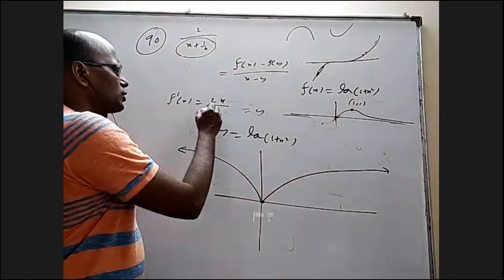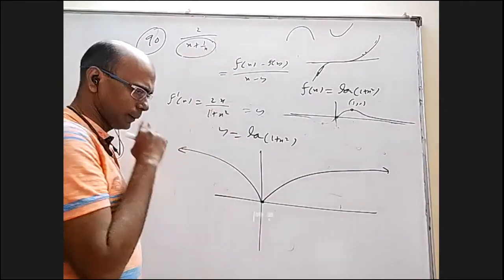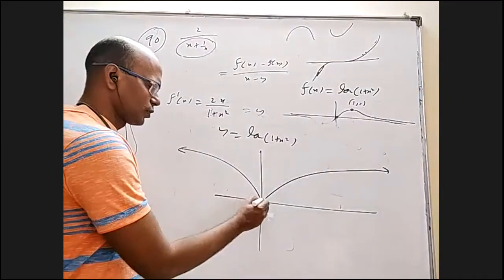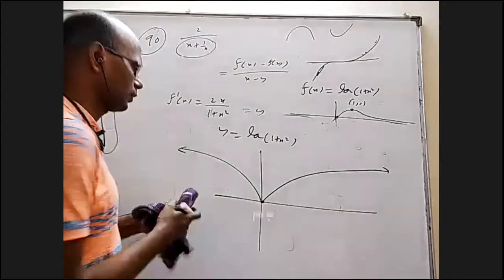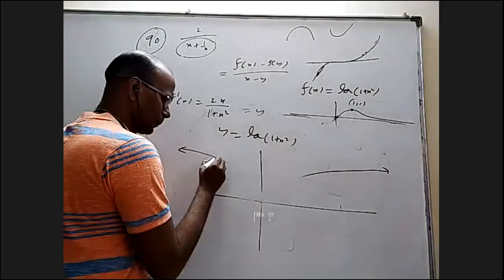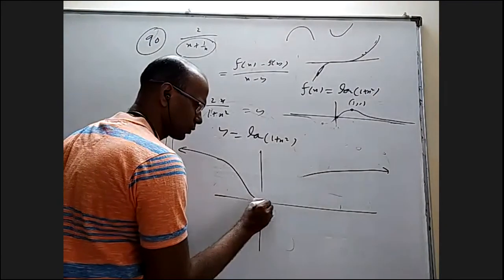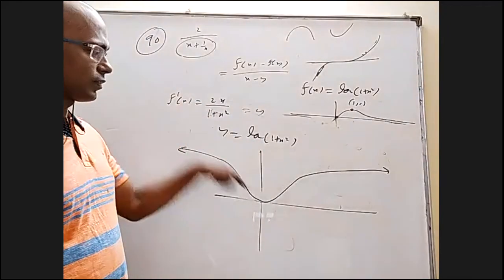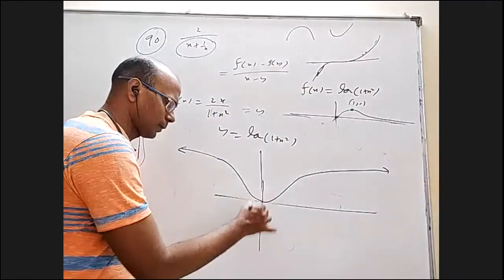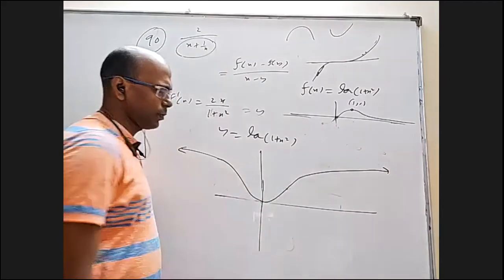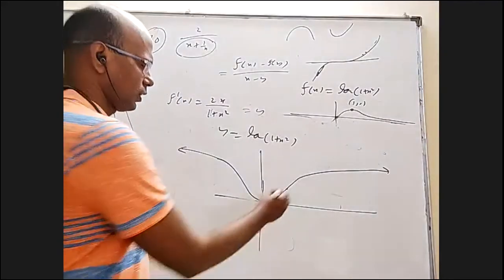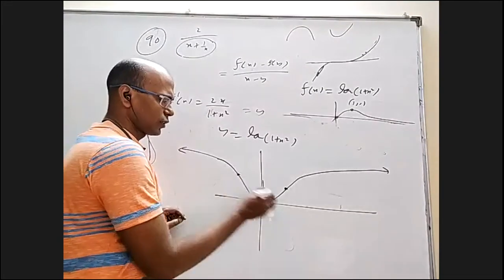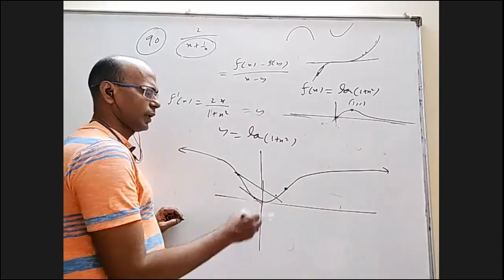Even when I differentiate it, 2x by 1 plus x square, at 0 its slope is 0, so it is touching the x-axis there. It's a very smooth curve. Not only at 0 it is 0, at 0 the derivative is also 0. So this has a point of inflection. So there can be a problem there. But otherwise, if you take these 2 points, somewhere the tangent will be parallel to that.